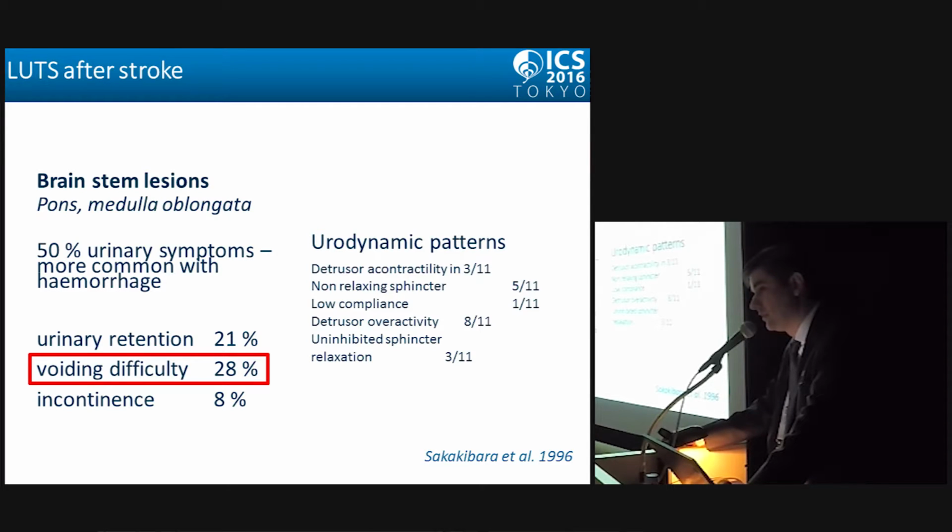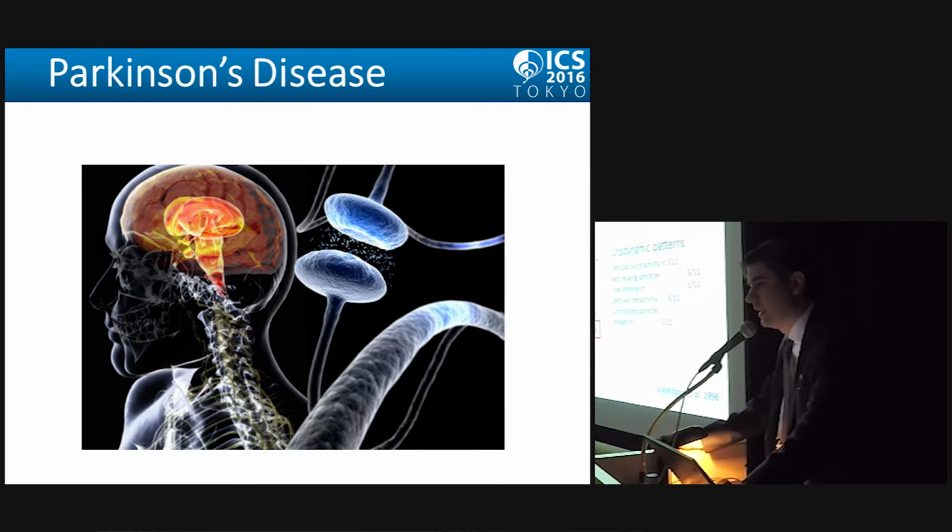For those patients who survive a brainstem stroke, we have another scenario here. Voiding difficulty occurs in 28% of the patients, according to a study published before by Sakakibara. And the urodynamic patterns of these patients would include detrusor acontractility, non-relaxing sphincter, low compliance, detrusor overactivity, and uninhibited sphincter relaxation, here in 3 out of 11 patients.